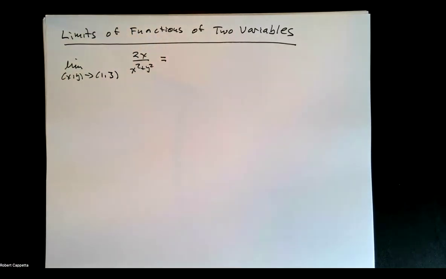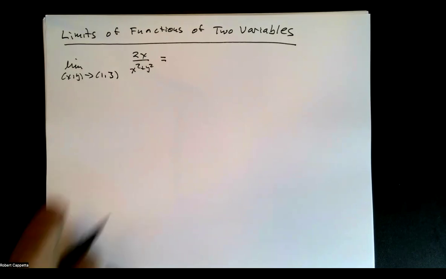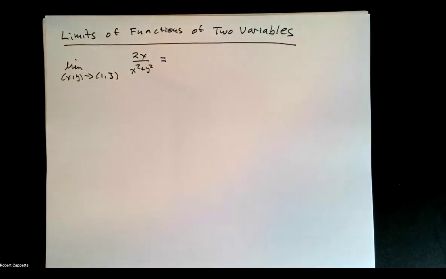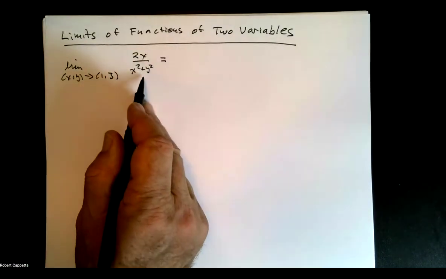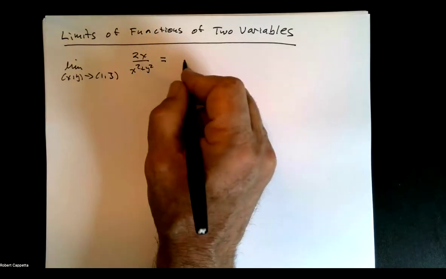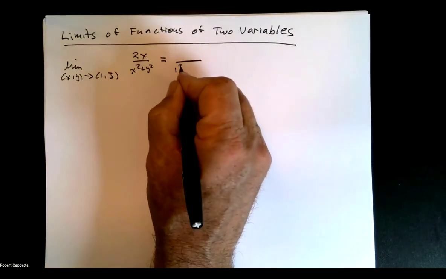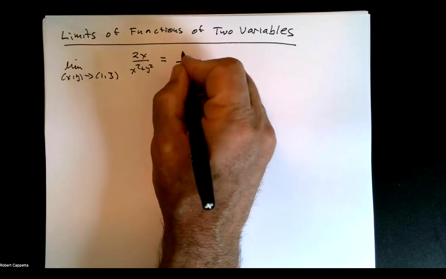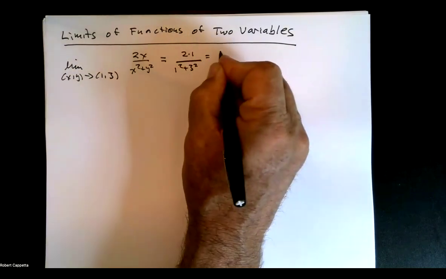What will that be? As the values get very, very close to (1, 3), what does this function get very, very close to? The thing to recognize is the bottom is fine. It's 1 squared plus 3 squared if you just plug things in. And the top is 2 times 1. So we get 2 over 10.